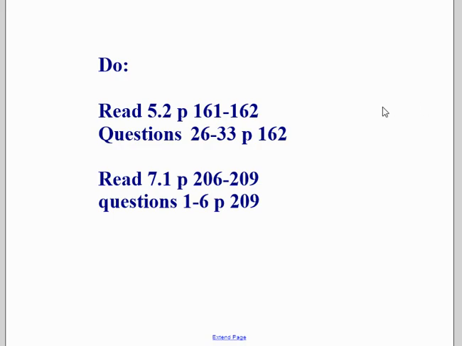So what I'm going to get you guys to do is read about ion formation in a couple of places in your textbook, chapter 5.2 and 7.1. And there are a few questions for you to do in each chapter to practice what we've seen with drawing Lewis dot diagrams for atoms and also figuring out the possible charges that would form for ions.